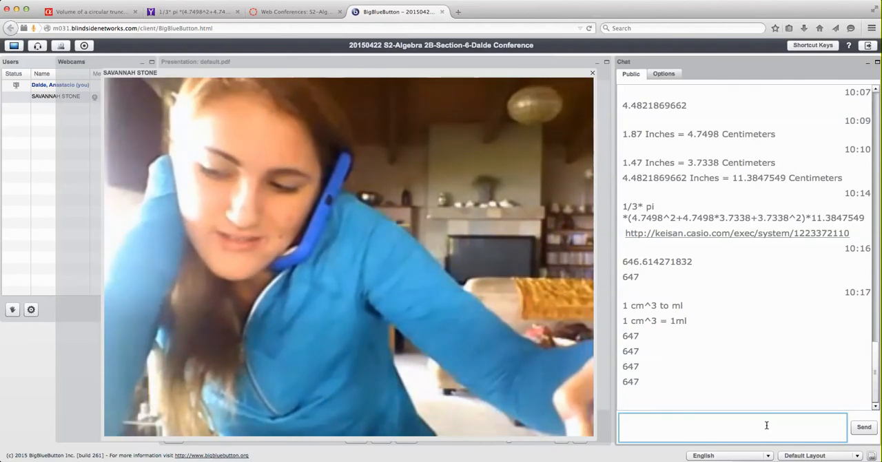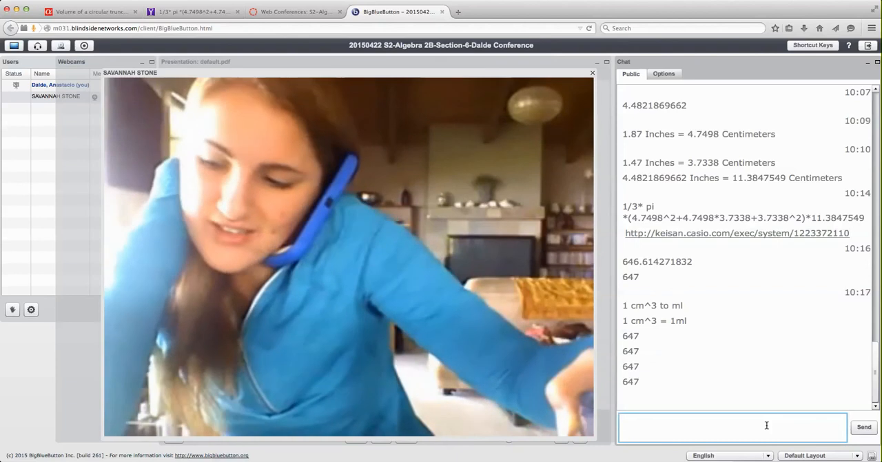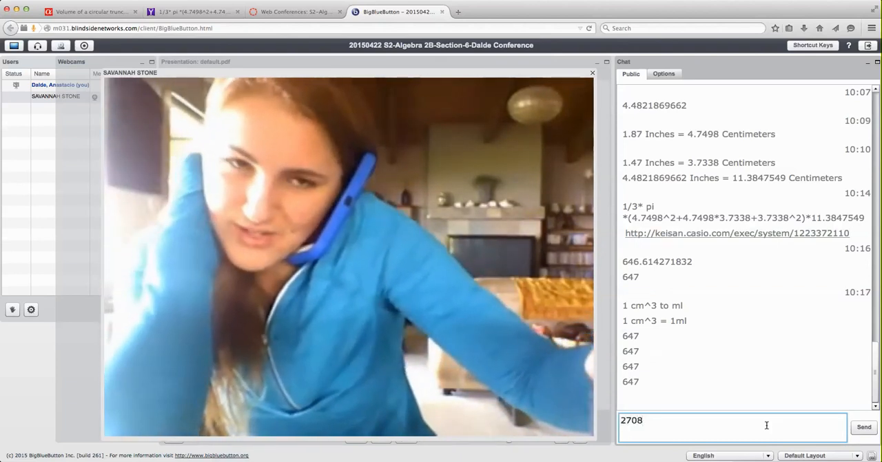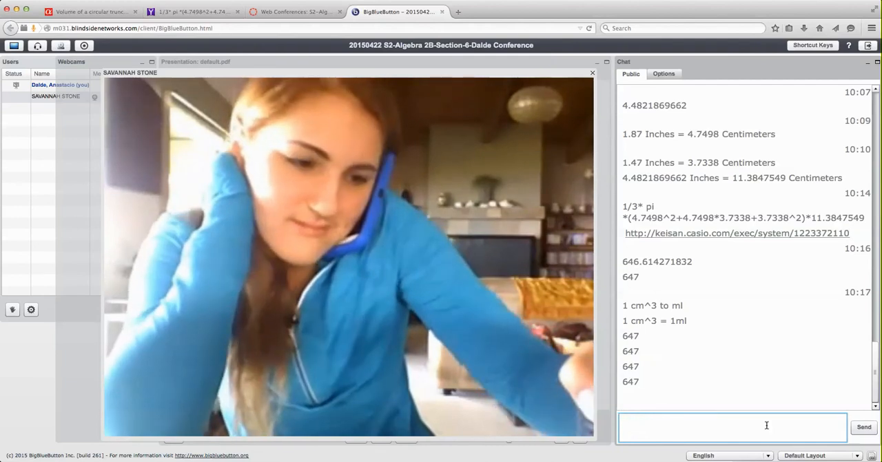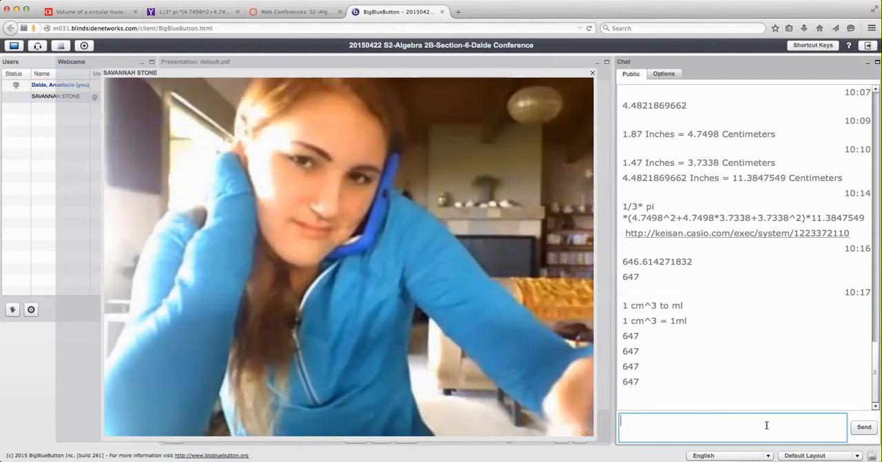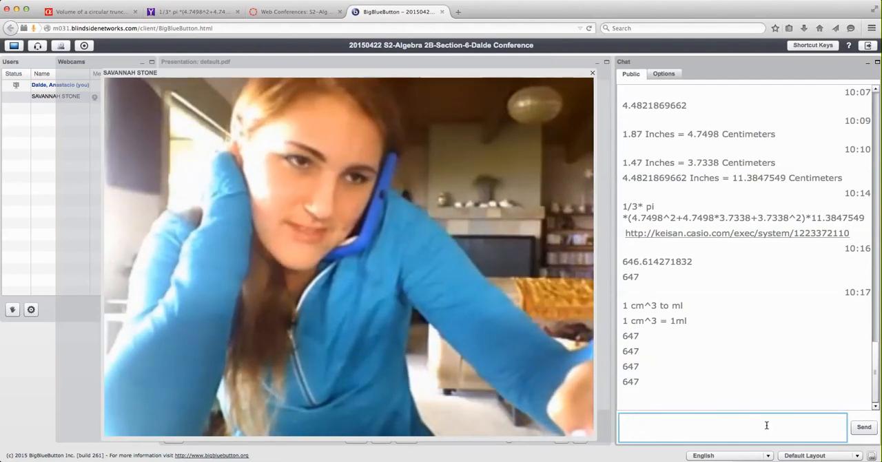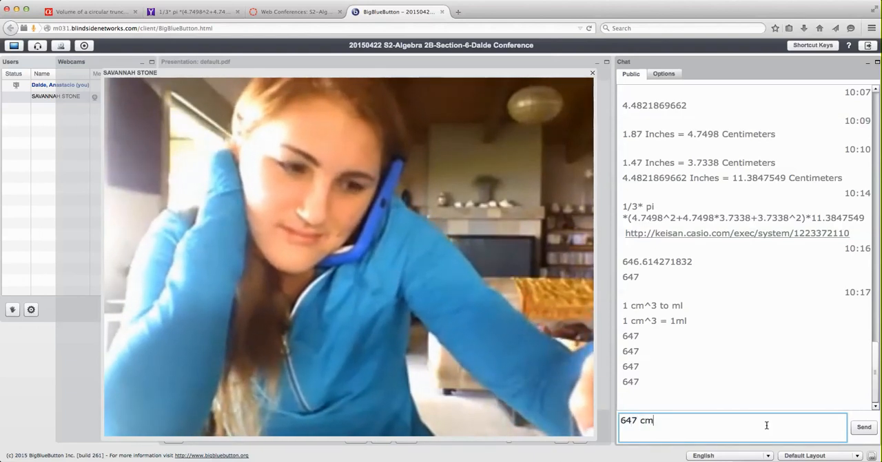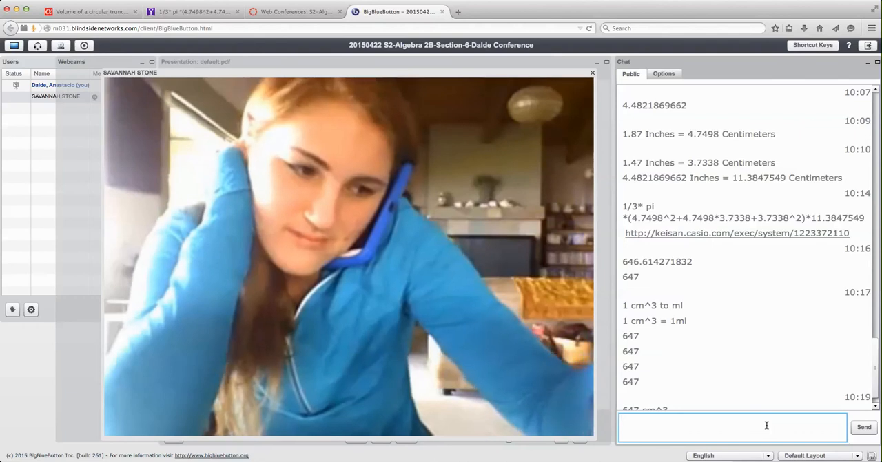Okay, well I got 270840023. Okay, all right. Where did you get that number? Did you multiply 647 and cube it? No. We're measuring this in 647. It's already measured in centimeters cubed.